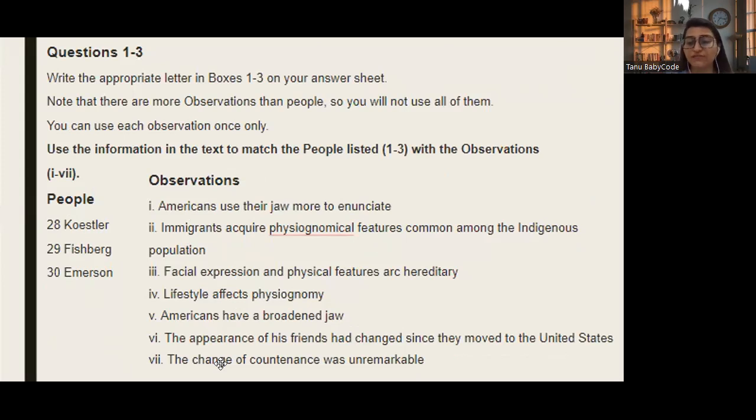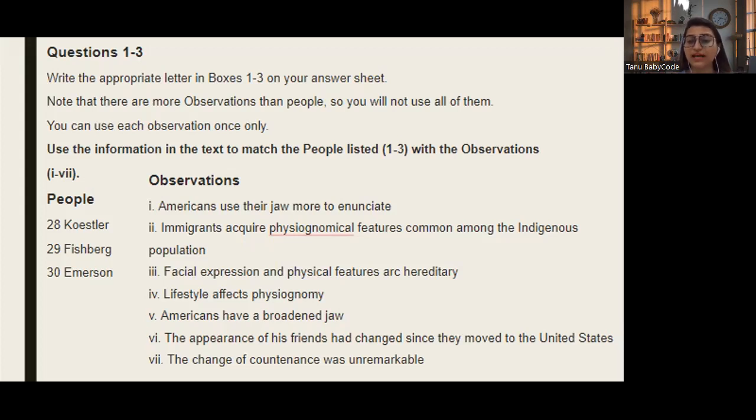So don't get confused. Once you start reading your questions, the list of names and the list of observations, underline the three names in the passage. It will be easier for you to find their findings, their research. Okay, start reading your paragraph, underline all the keywords, and then come back to the observations to cross check it, to verify it.